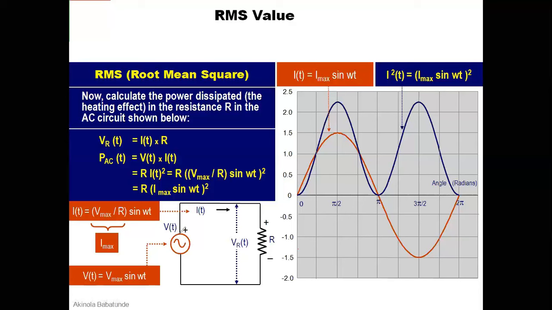You can see we have V of t here. In the DC case it's just V, but in an AC circuit you have V of t because of the time-varying waveform. So you have I of t, and then you have VR of t. Your V of t is V max sine omega t, and your I of t will be V max over R sine omega t. Let's pay attention to these two equations and keep them somewhere, because we'll use them for some of the calculations. Our I max will be equal to V max over R, and our angular frequency is always equal to 2 pi f.